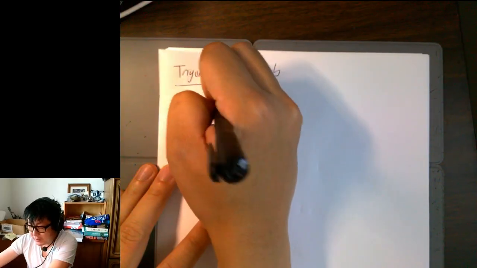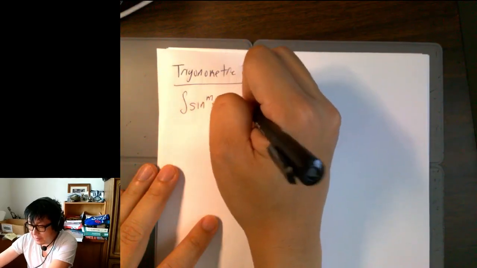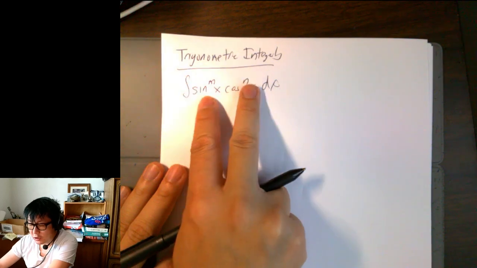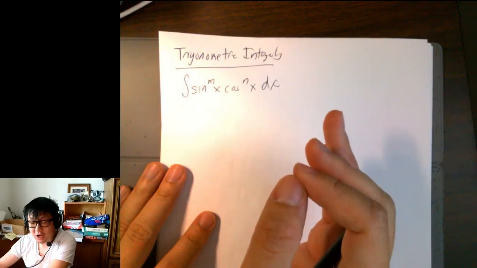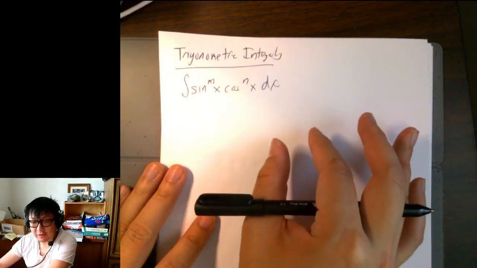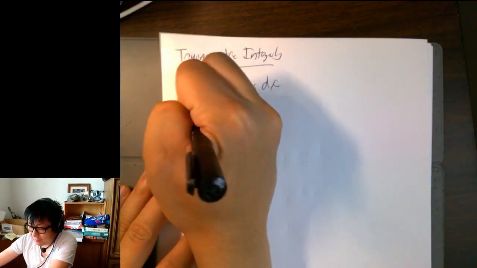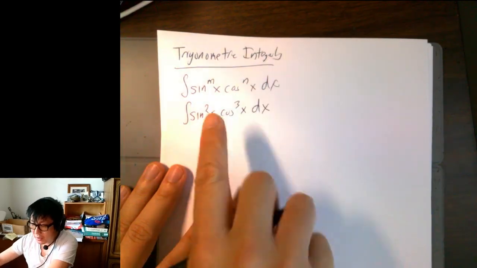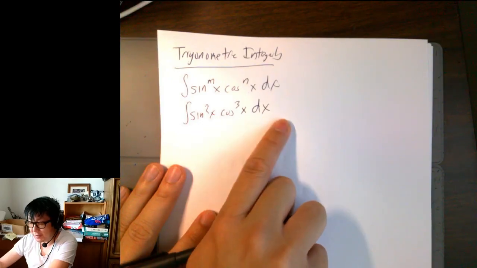So sine is raised to the mth power and then cosine is raised to the nth power dx. What you're first going to do is check to see if either power is odd. If one of them is an odd power, you're going to save one copy of that function. So for example, if I have sine squared x cosine cubed x, I see that cosine is raised to the third power, and I'm going to basically save one copy of it.